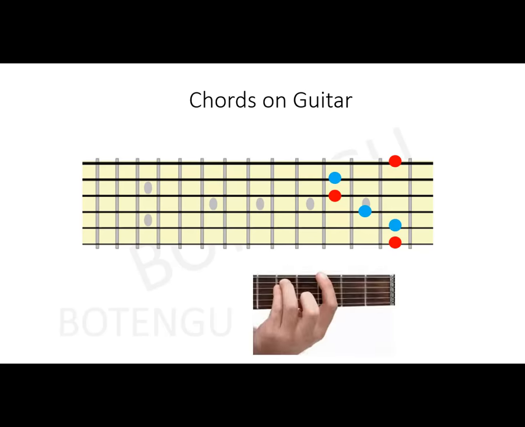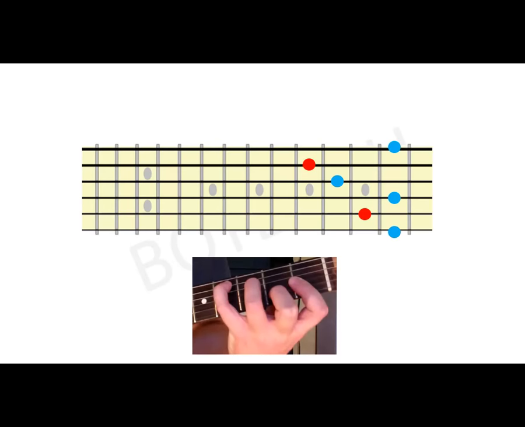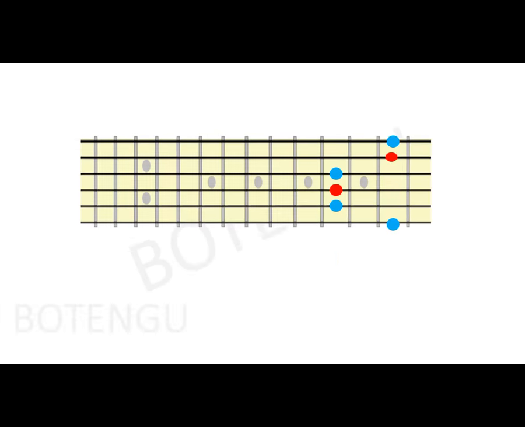Slide 6. Second, the C position. This position can be used when the note is on the 2nd or the 5th string. Slide 7. Finally, there is the A position. This position can be used when the note is on the 3rd string.